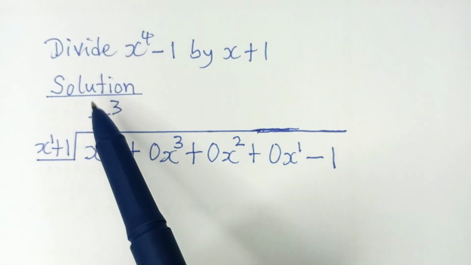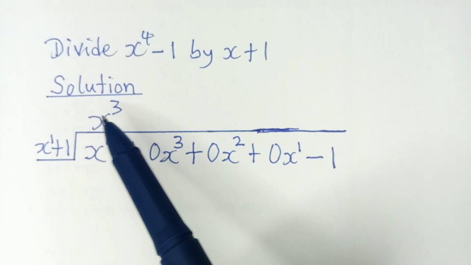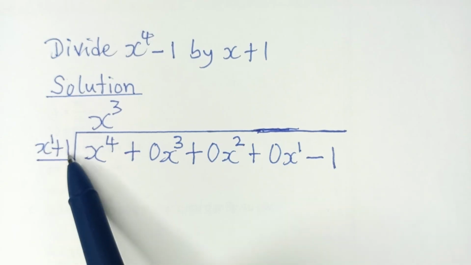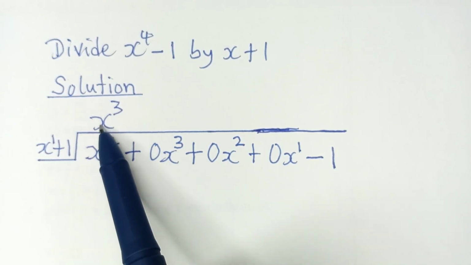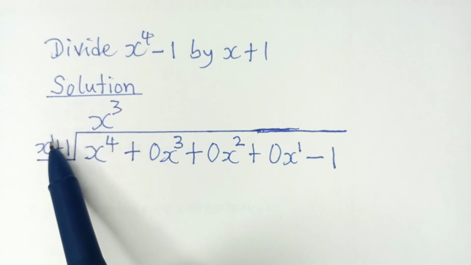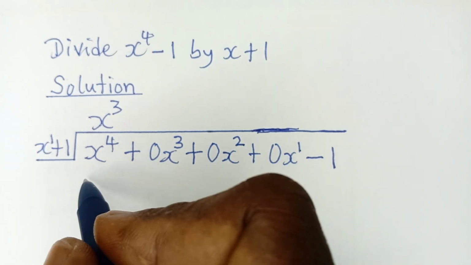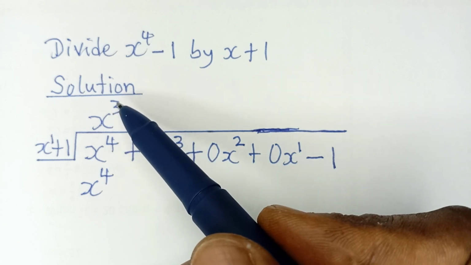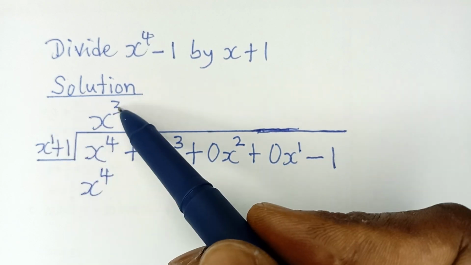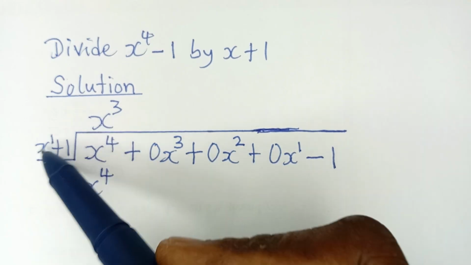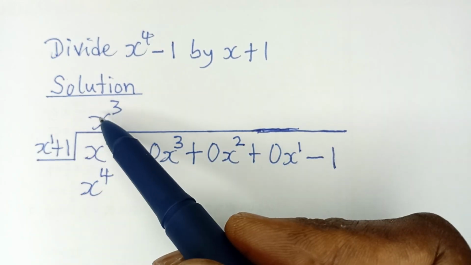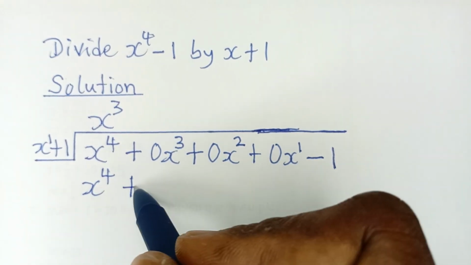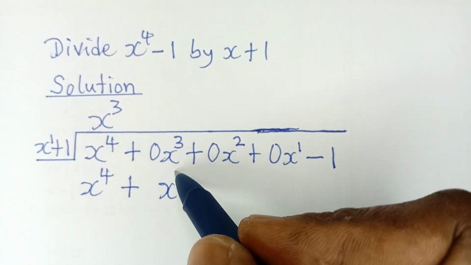Now, after you have obtained the answer to write at the top here, what you need to do next is to multiply this value by the two terms that you have here. So x raised to power 3 multiplied by x raised to power 1 will give us x raised to power 4, because in multiplication, you have to add the power. So 3 plus 1 gives you 4. And then you also say x raised to power 3 multiplied by 1 is going to give us x raised to power 3.